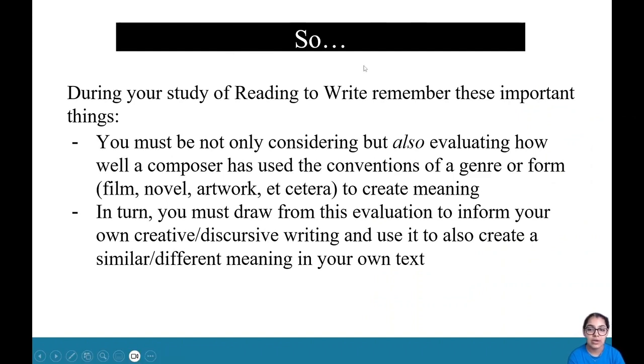During your study of reading to write, remember these important things. You must be not only considering but also evaluating how well a composer has used the conventions of a genre or form to create meaning. In turn, you must draw from this evaluation to inform your own creative or discursive writing, and also use it to create similar or different meaning in your own text.